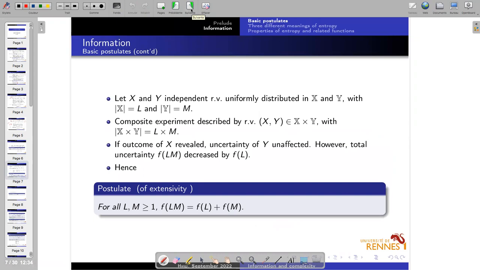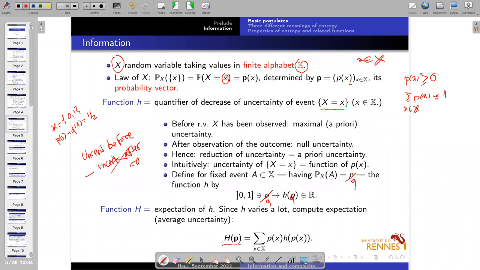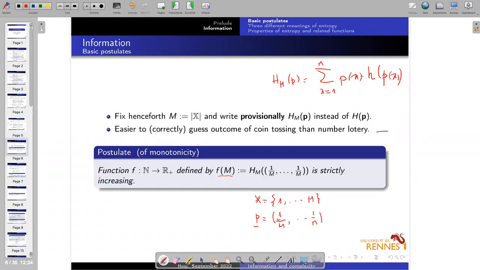Sorry, Dimitri? Yes? Can you go back, sorry, I got lost, what is HM? It's just, we rename the... Yes, I rename H_P, so HM, P is just the H_P. Sum over x, now from 1 to M, P of x, h of P of x. I denoted it like that previously, but now I specify provisionally the cardinality of the set on which I'm working. It's just a difference of notation, nothing else. So this is to remember that this refers to a set of cardinality M. Is it clear? Yes, it's clear. Thank you. Sorry, I have a question.